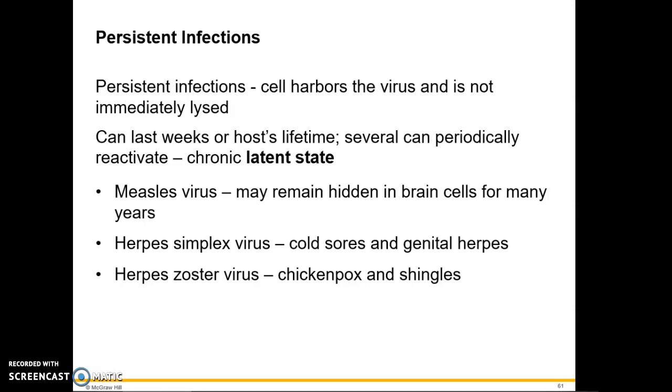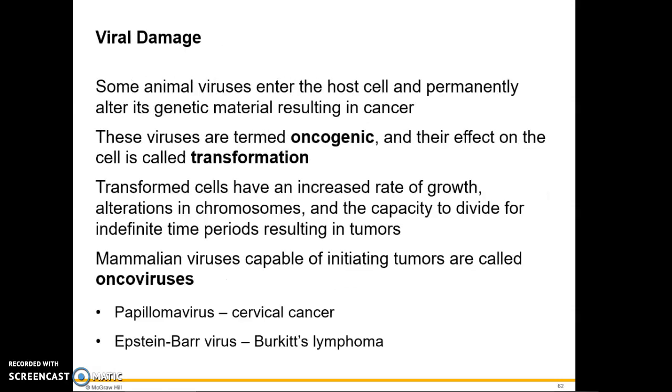And what happens is the herpes zoster virus remains latent within the nerve sheath of some of the host cells. And then periodically, if the host is stressed or not taking care of themselves or susceptible for some other reason, they'll have a flare up, and that's what shingles is.